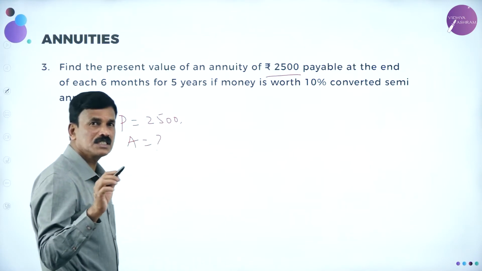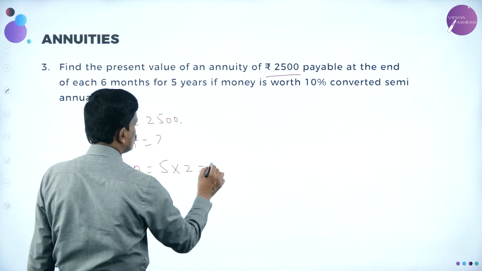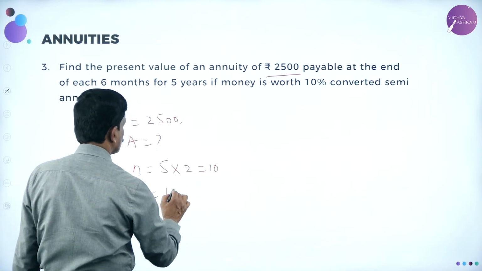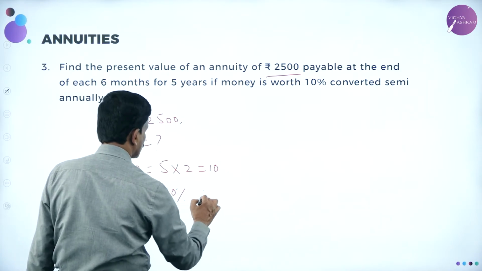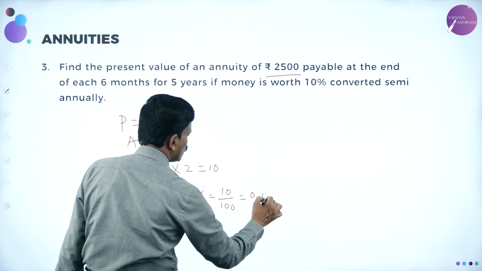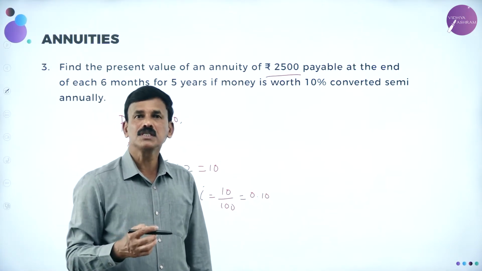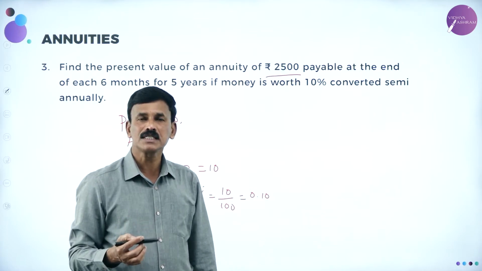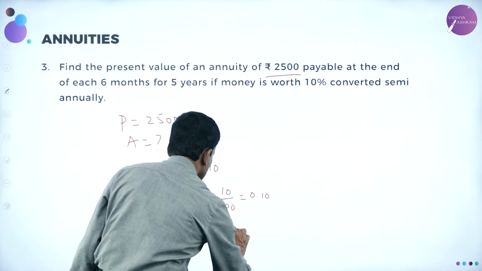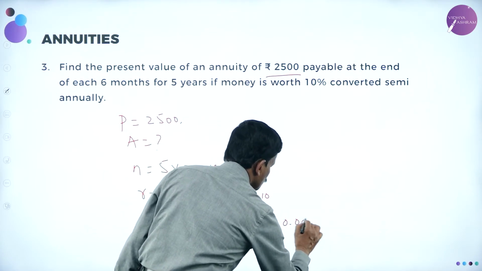End of 6 months means twice per year. So n is equal to 5 years into 2 times, that's equal to 10. And what is the rate of interest? R is equal to 10%. Therefore I is equal to 10 divided by 100, that is nothing but 0.10. This is the given condition. So this interest is converted semi-annually. Semi-annually means divided by 2. So therefore I is equal to 0.10 divided by 2, which is 0.05.